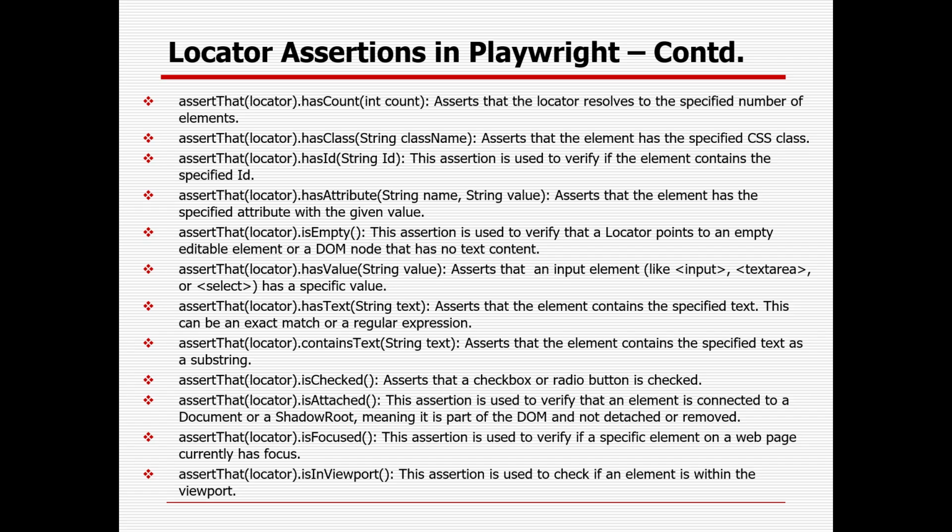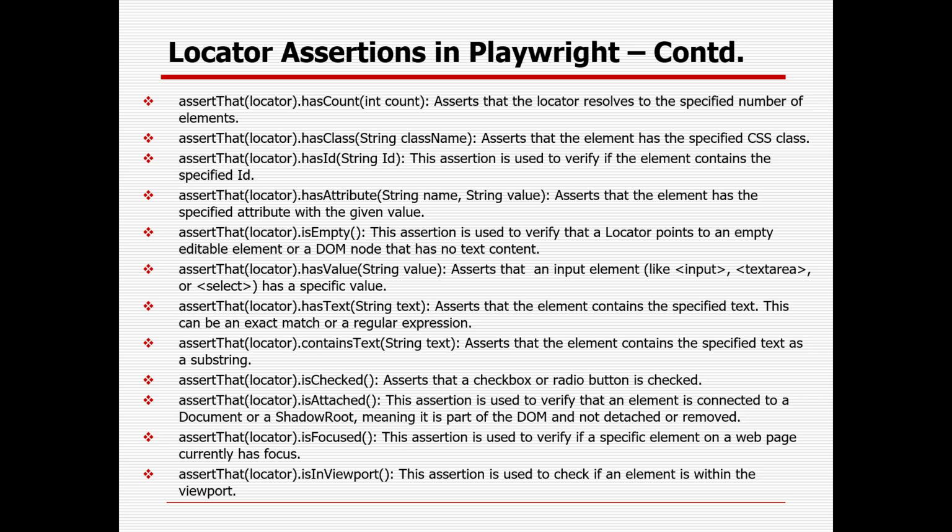Okay, it will assert that the locator is resolved to the specified number of elements, whereas hasClass asserts that the element has the specified CSS class. hasId, this assertion is used to verify if the element contains the specific ID or not. hasAttribute asserts that the element has the specified attribute with the given value. isEmpty, this assertion is used to verify that the locator points to an empty editable element or a DOM node that has no text content added.